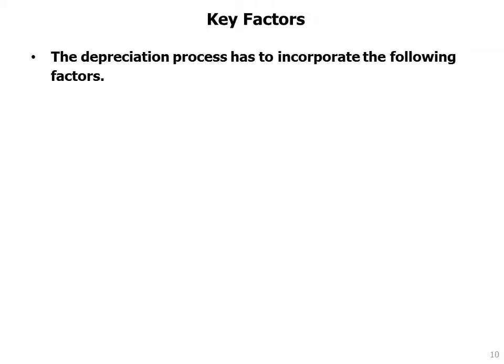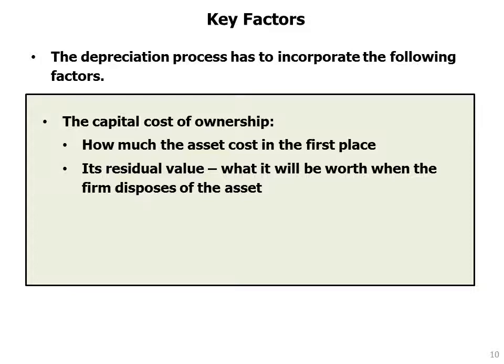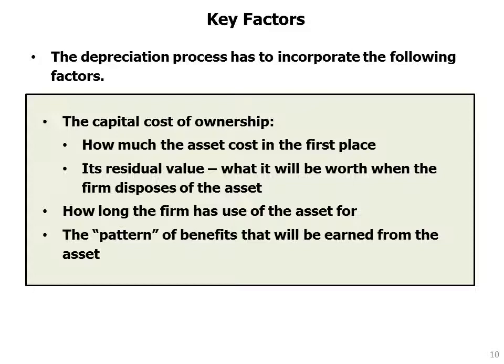The depreciation process itself has to incorporate two principal factors. The first is the capital cost of ownership, how much it will cost us to own the asset. So for that, we will need how much the asset cost in the first place, the acquisition cost, which we can get directly, and the second is an estimate, its residual value, what it will be worth when the firm disposes of the asset. And what we also need to know is how long the firm has use of the asset for, and this will be an estimate. And lastly, the pattern of benefits that will be earned from the asset. Are the benefits evenly spread out? Are they primarily at the beginning of the life of the asset, and do they tail off?